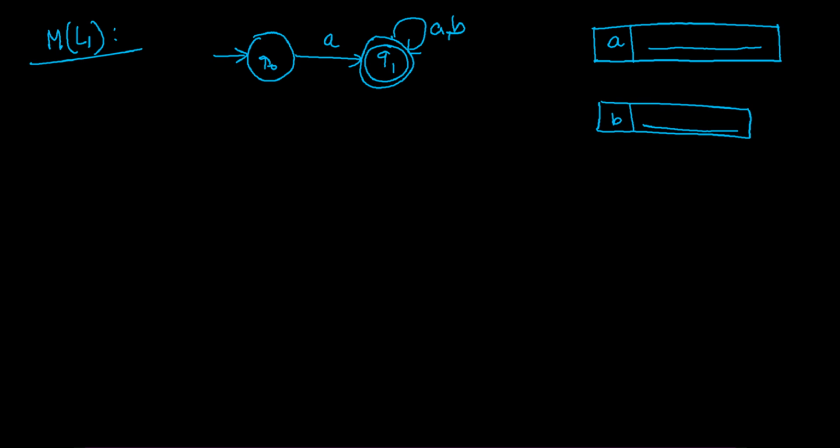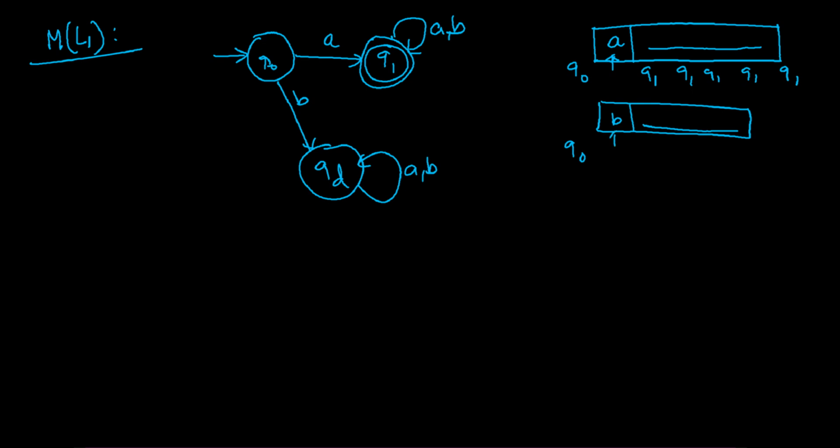So initially you are at Q0. When you see A, you go to Q1, and whatever you see, you stay at Q1. You accept it. Similarly, when you see B as the first symbol, then for sure this string is not to be accepted. So you go to a dead state, and you stay at the dead state forever. So this is the DFA for L1.